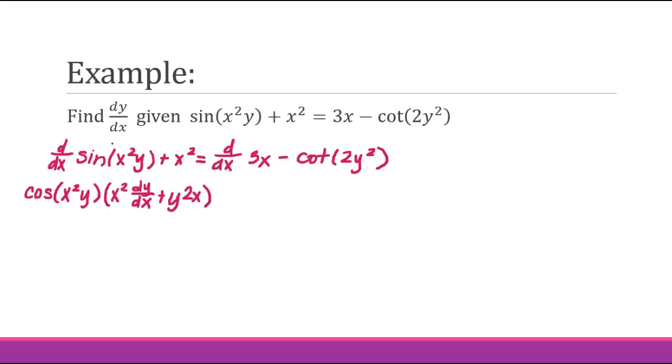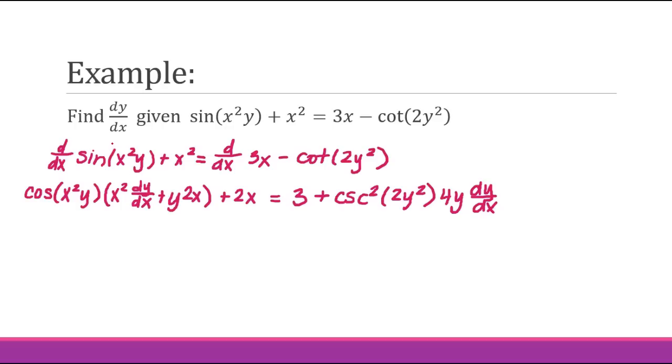Now that was just the derivative of sine of x squared y. Plus the derivative of x squared is plus 2x, and then equals, on the right-hand side, I'm going to have just a constant 3. And then here, the derivative of cotangent is negative cosecant squared, so that negative and that negative are going to cancel. So we have plus cosecant squared of the inside, y squared, times the derivative of the inside, 2y dy dx. So we need that dy dx there when taking the derivative of this inside.